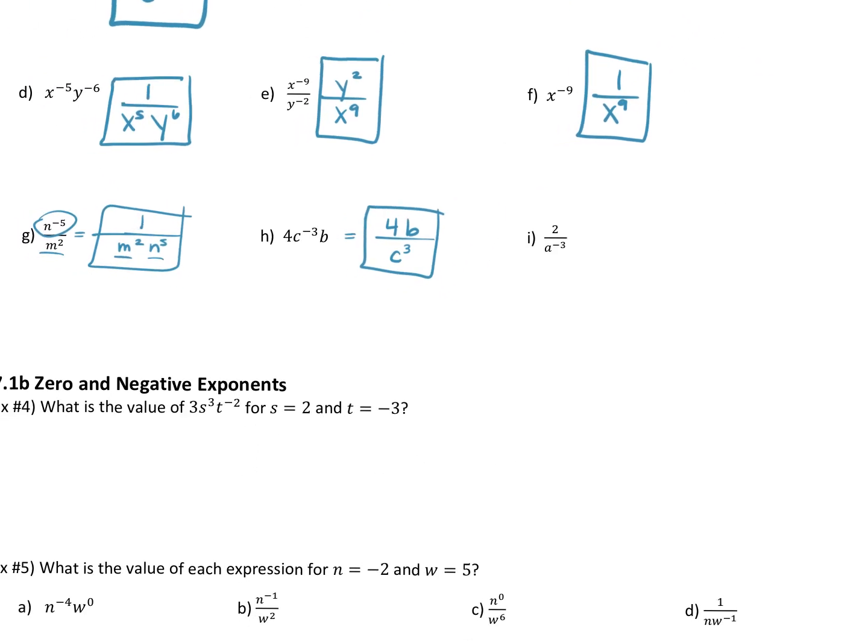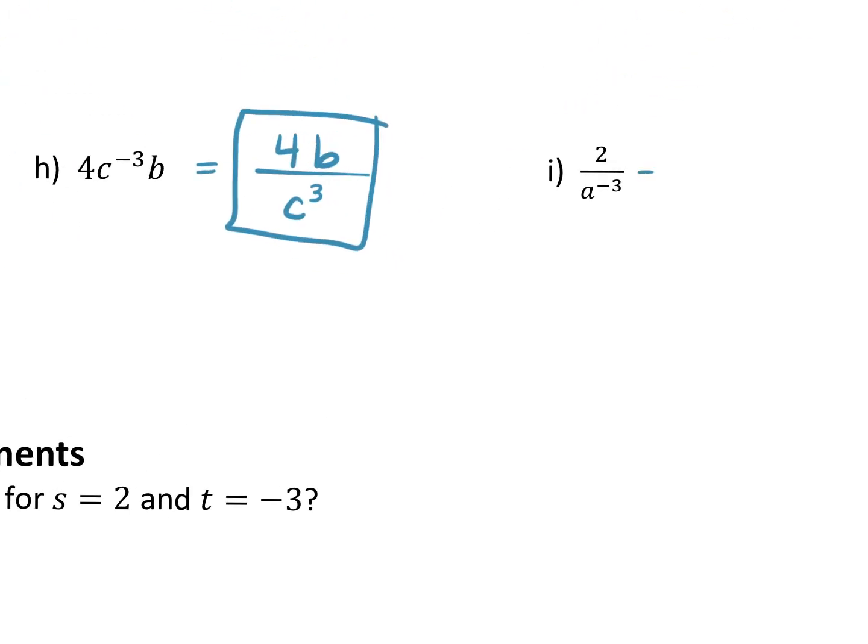Okay. All right, letter I. Last one. What do you do? Move a to the negative third up and make it 2a to the positive third power. Okay, don't flip it and put the 2 on the bottom. There is no negative exponent with your 2. So that needs to stay put. Okay, you only move it if there's a negative exponent with it.